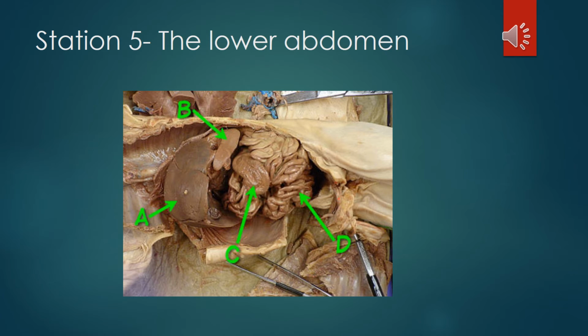Okay, so here we're looking at page 8 in your booklet or your packet, and we've got the labeling of A, B, C, and D. A is the liver, B is the spleen. It kind of looks like a tongue. C is the large intestine, and D is the small intestine. So you can find how to spell those on page 8.